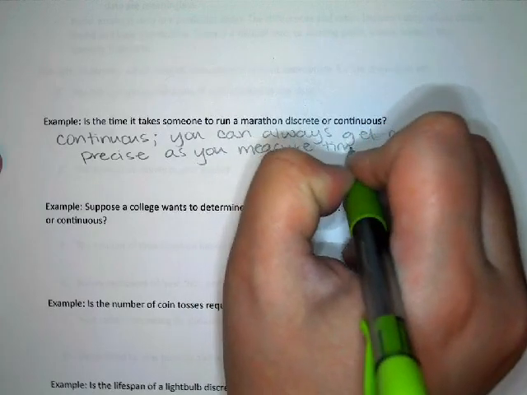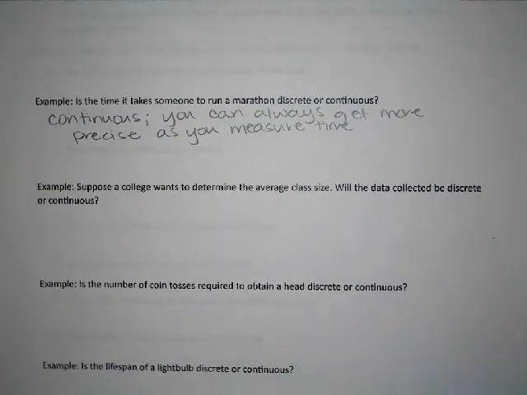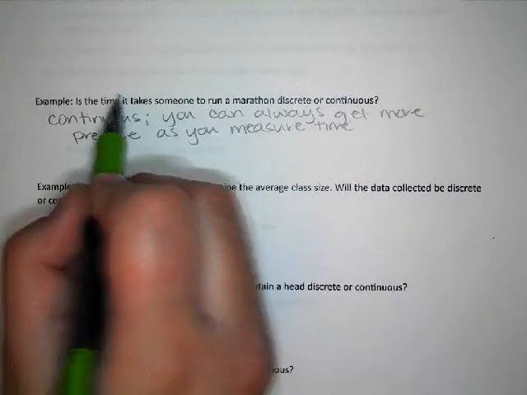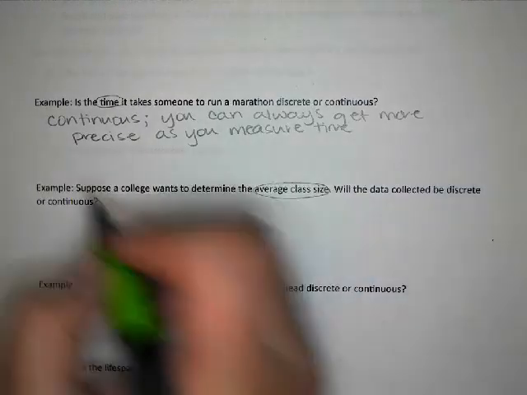Suppose a college wants to determine the average class size. Will the data collected be discrete or continuous? So this one was time. Here we're talking about the average class size. This value is going to be discrete.